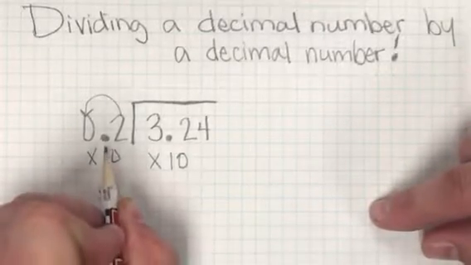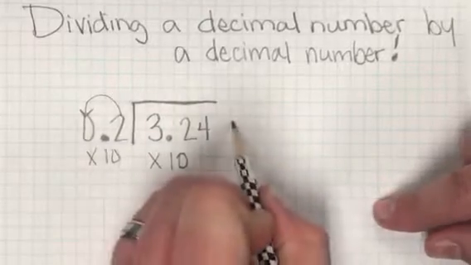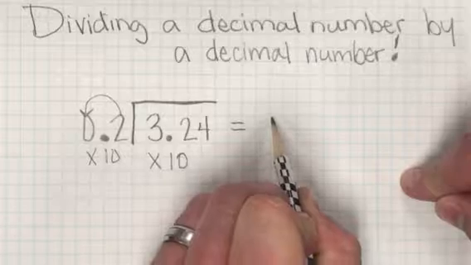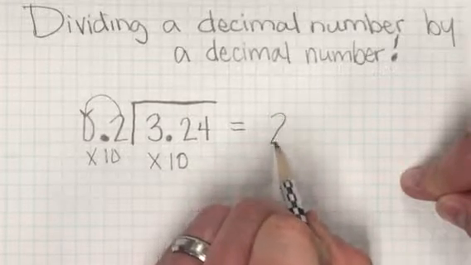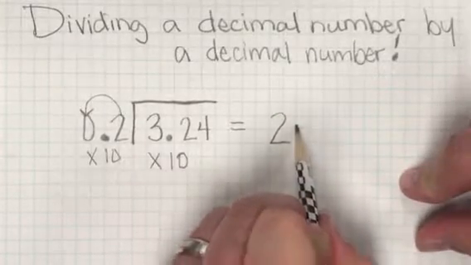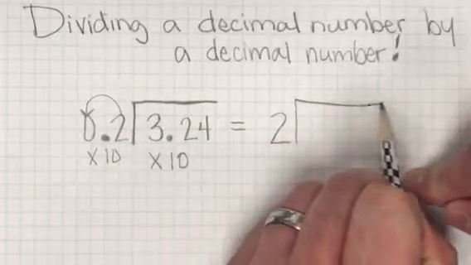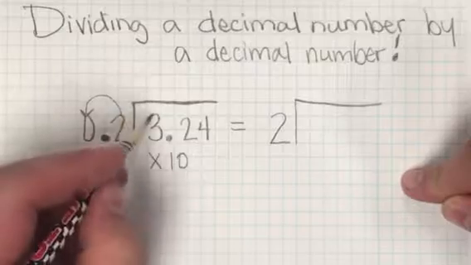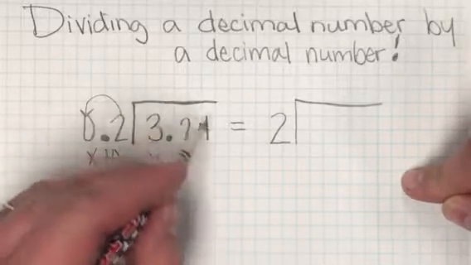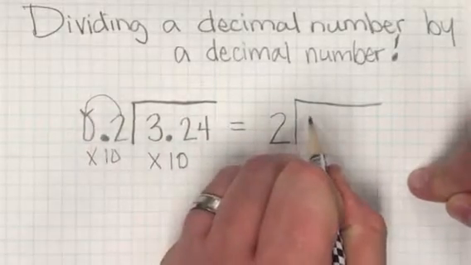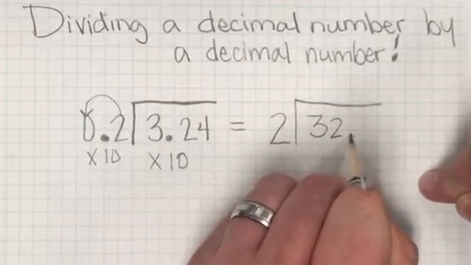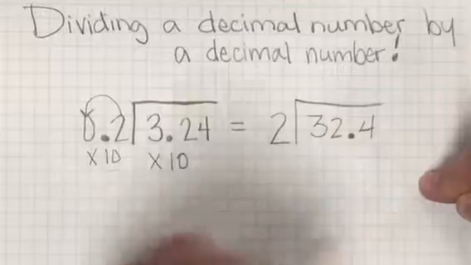Now, when I multiply 2/10 by 10, I am going to get 2 as my new divisor. And when I increase the value of each of these digits by 10, they're all going to shift one place to the left as well. So my new dividend is going to be 32 and 4/10.